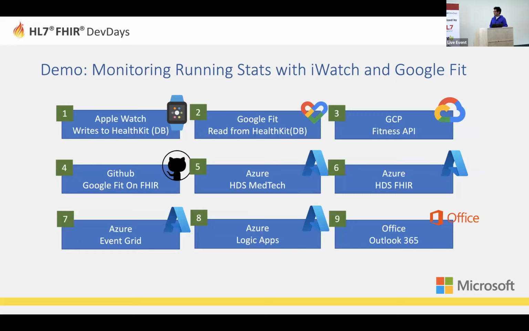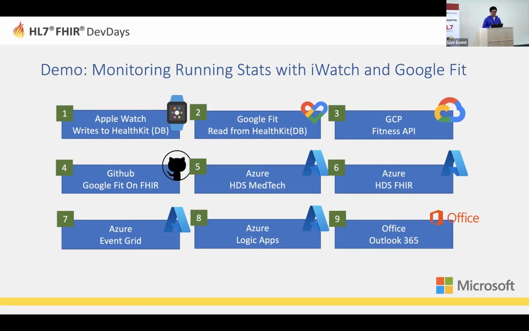This is the architecture for the demo. When I was running this morning, I wore my Apple Watch, which writes the data into the HealthKit on my phone. It synced with my phone, so it writes into the HealthKit. Google Fit, which I already gave permission to pull the data from the HealthKit, will sync all the data into GCP, where there is an API called the Fitness API.